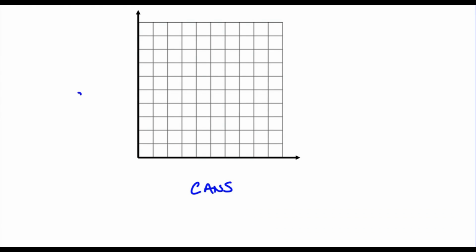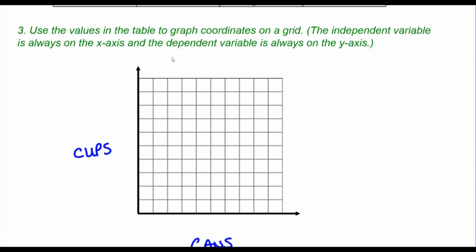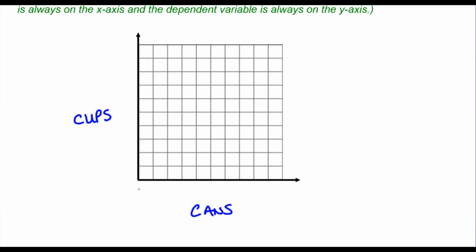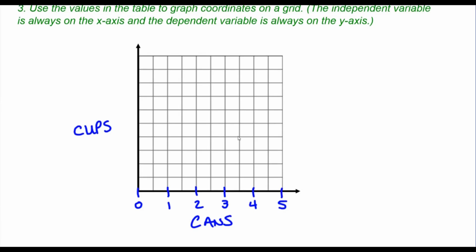And cups is my dependent variable, so that's going to go here. I need to make sure that everything's going to fit on my graph. 1, 2, and 3 is all I need here, so I'm just going to spread this out a little bit. Always start with 0. And then every other line is going to be a can: 2, 3, 4, 5. So 1, 2, and 3 cans will fit on my graph.